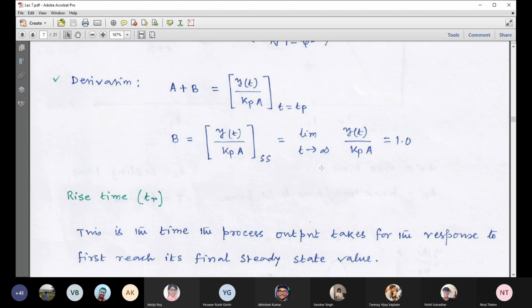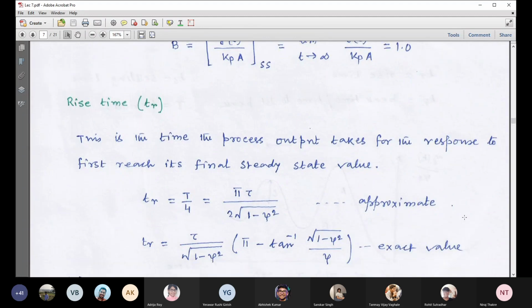Okay. So I think many of you got this. So you just check the values, expressions.